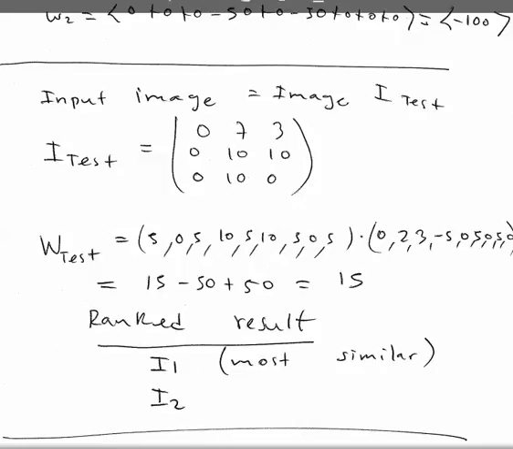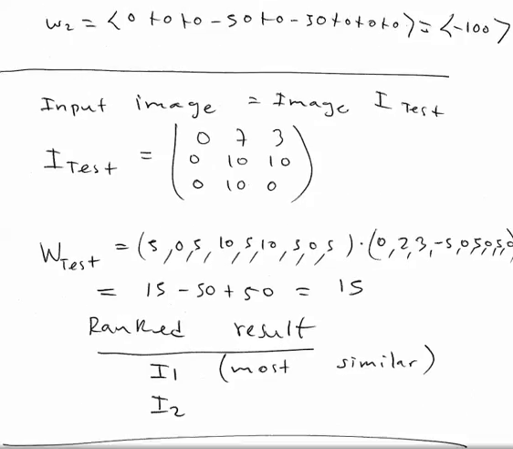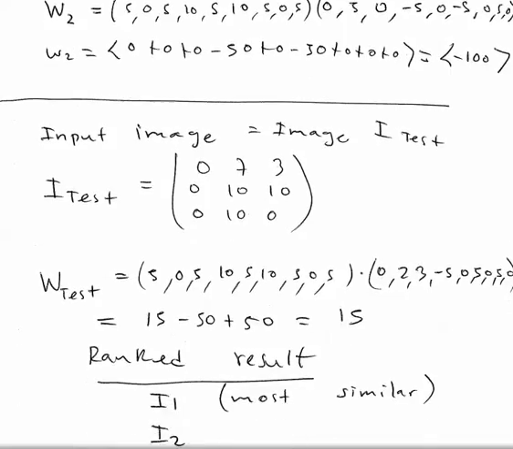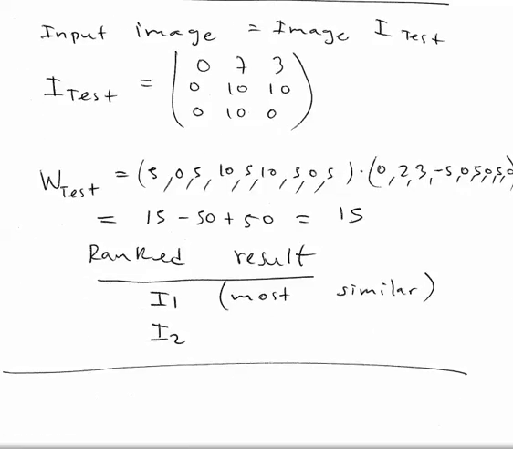And then let's say that we have an input image, which is this data, and for that we follow the same procedure in which we subtract the average and multiply by the eigenvector, and then we get a 15. So once we have the weights, I can compare that with each one of the other images, and then I can rank the results and decide that I1 is the most similar.